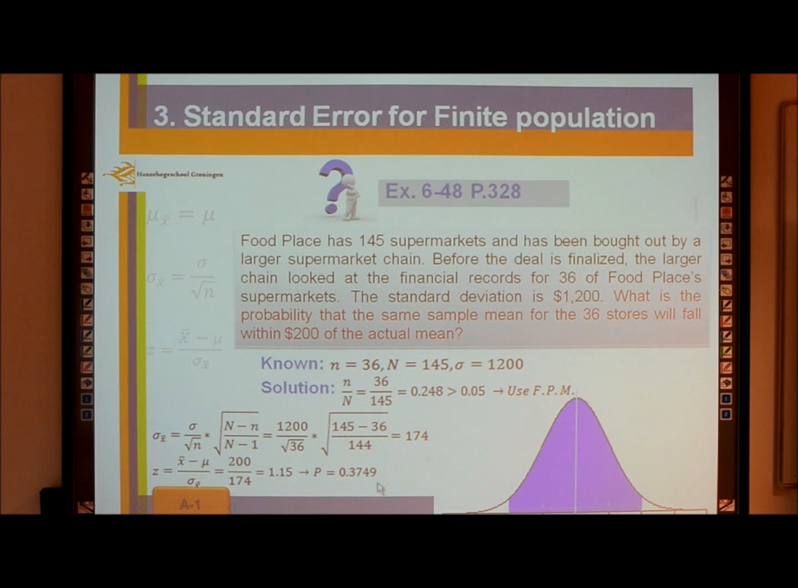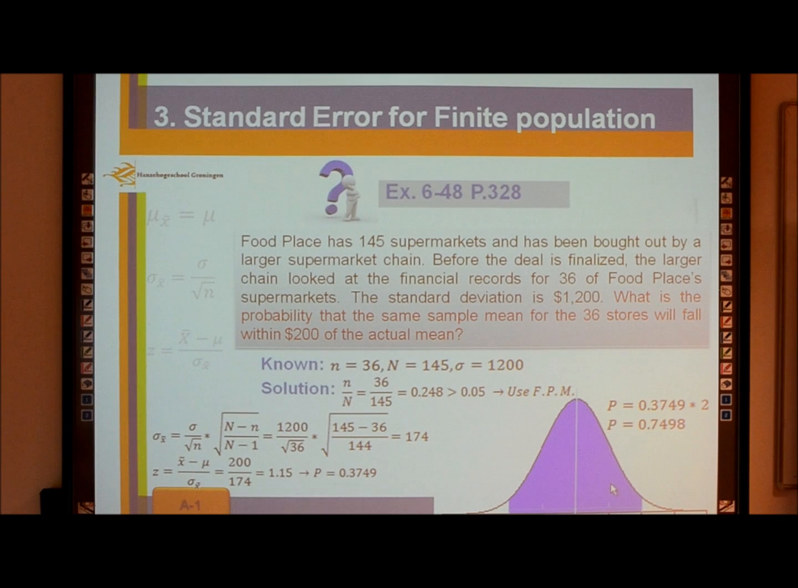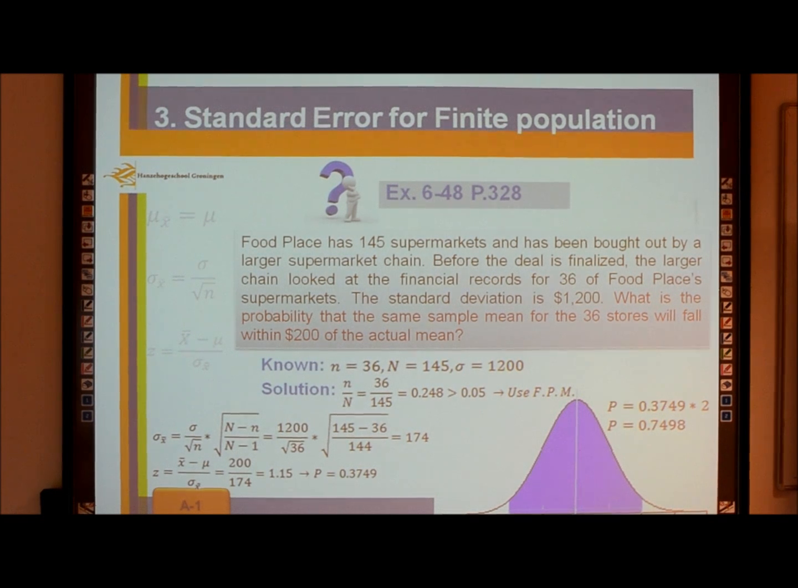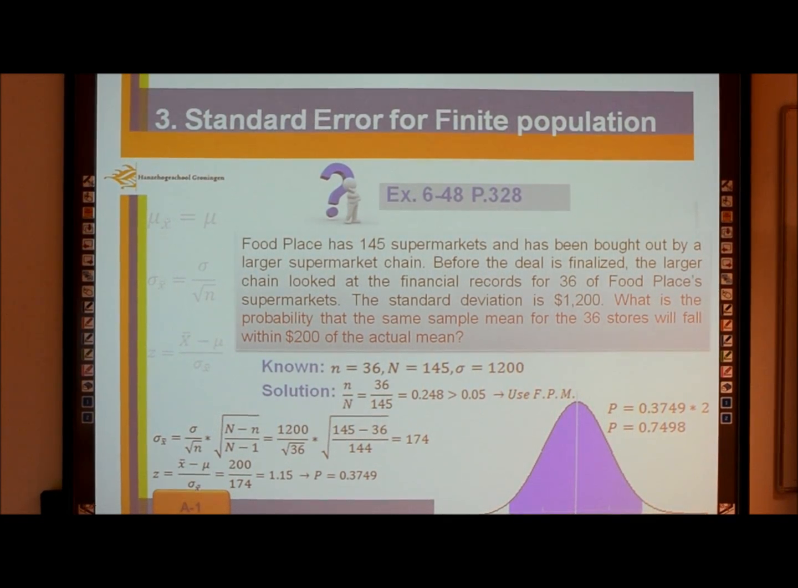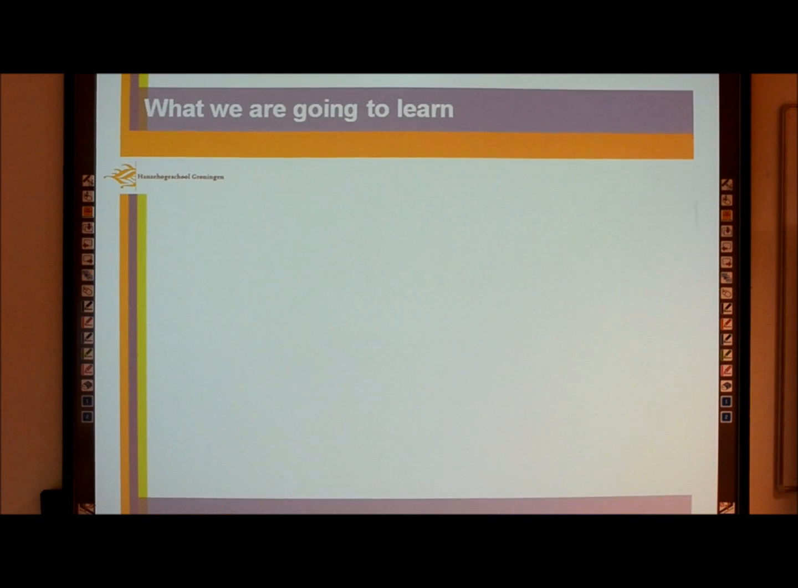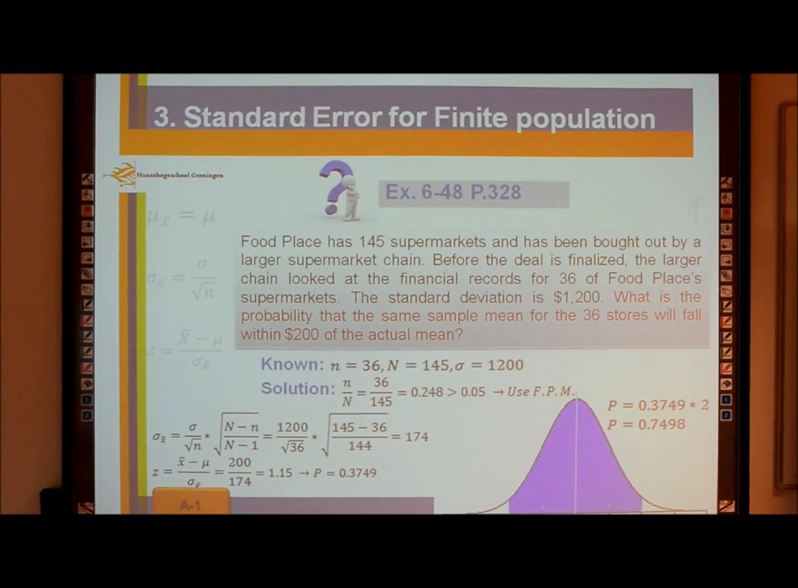But don't forget, 37.49% only means this part or this part. So you need to double it. Then you get 74.98%. That means 74.98% of the data will lie between plus and minus $200 of the actual mean.